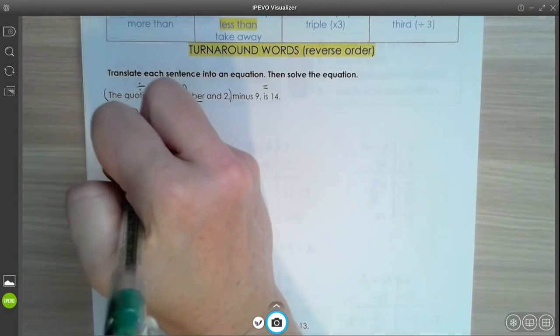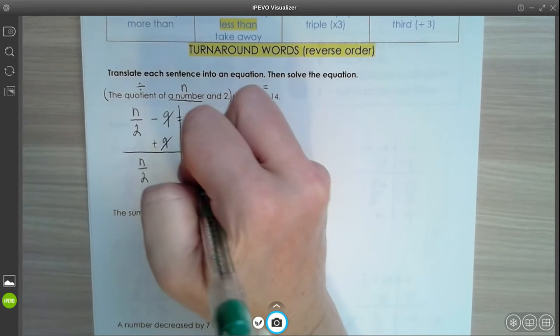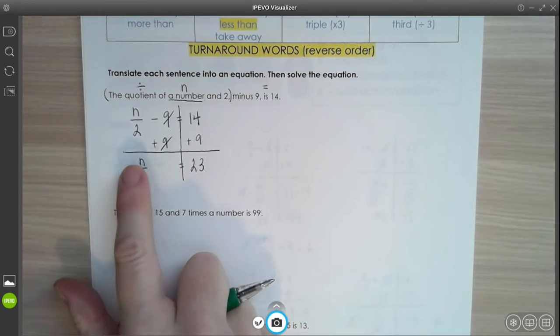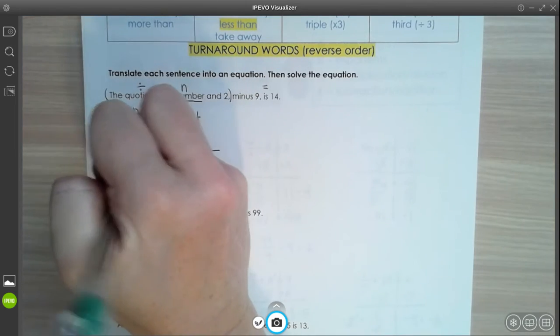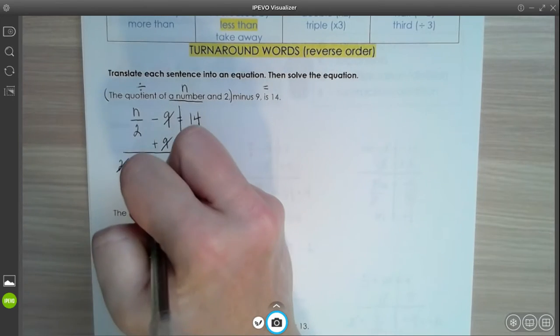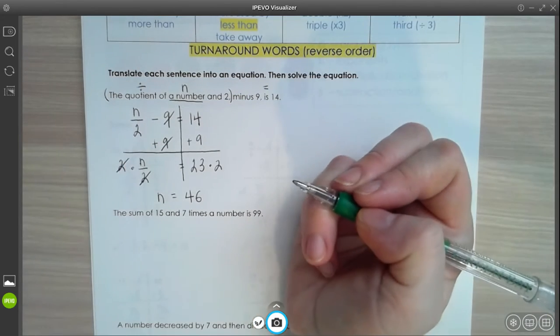And then n over 2 is going to get brought down. And on the right, 14 plus 9 is 23. So to solve this, I want to get rid of division by 2. So I'm going to do that by multiplying by 2 on each side. Okay, and my solution here is n equals 46.